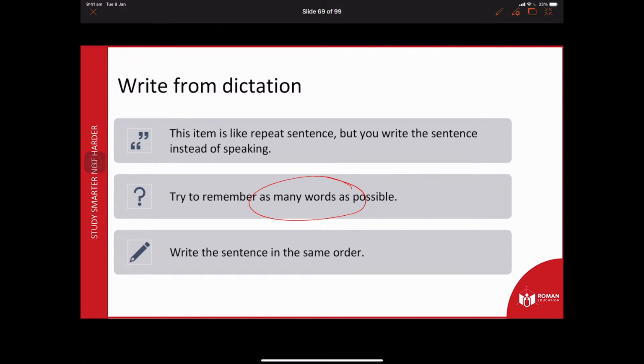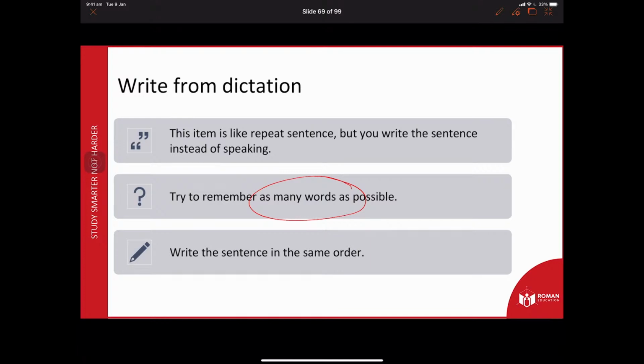Now comes the question, but what if my short-term memory is not that good and I can't remember everything? That's all right. Whatever you remember, write. And whatever you think you heard, write that as well. So if you heard a sentence which says, I am from Nepal, and if you write, I am Nepal, then still you will get 3 points. And if you write I am from Nepal, you'll get 4 out of 4.